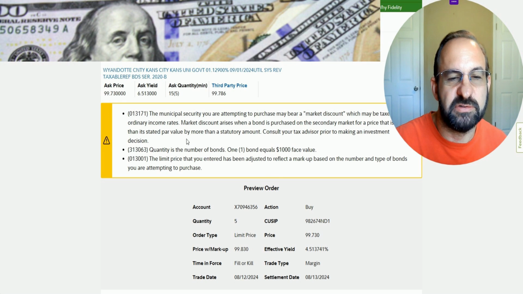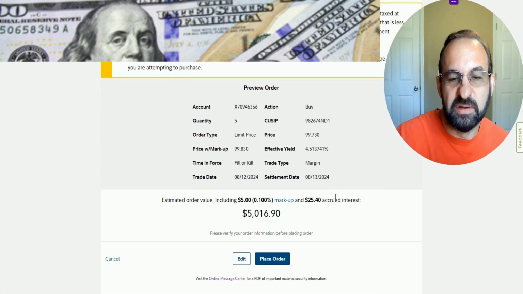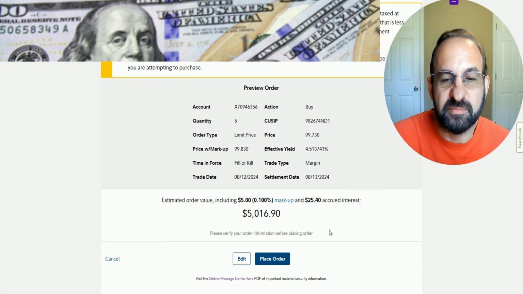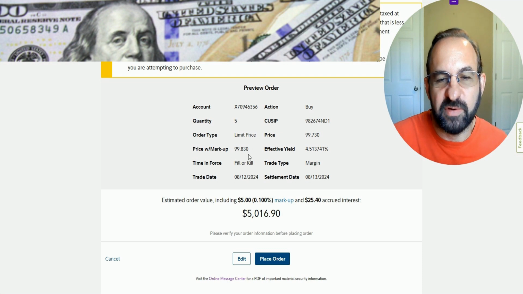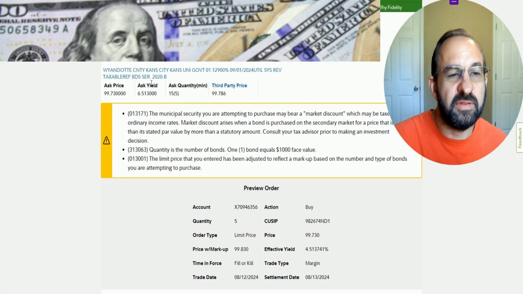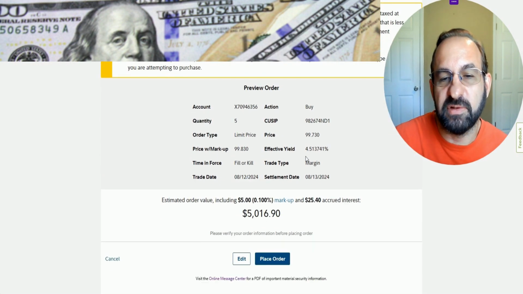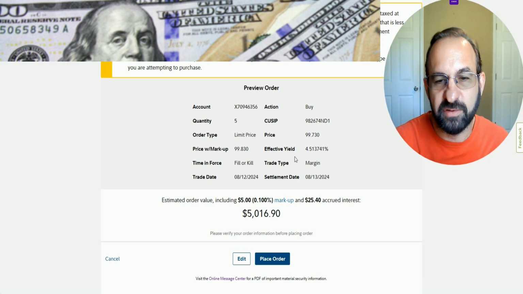And then again it gives you this caution that the quantity of 1 means 1,000, and all these warnings: ordinary income, the limit price you entered adjusted to reflect the mark. So the quantity is 1 for this right here, but then you have the effective yield of 4.513, because the ask yield was 6.51. Try to explain this when I can. So the effective yield is now 4.51. So you've got to look at that when you're doing this. I wish there was a way to see it earlier, but I don't know how other than clicking the order.